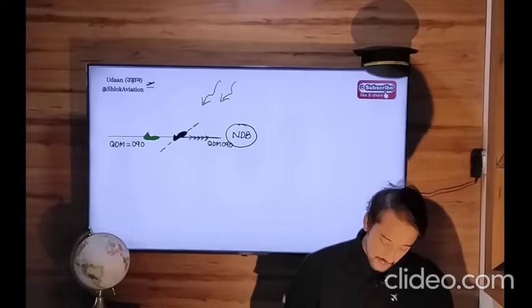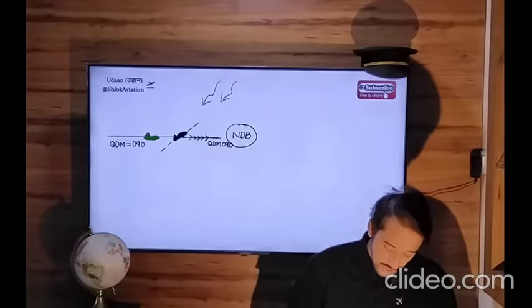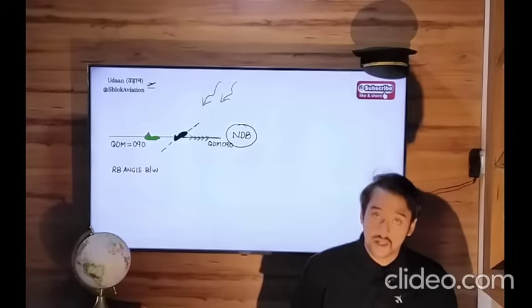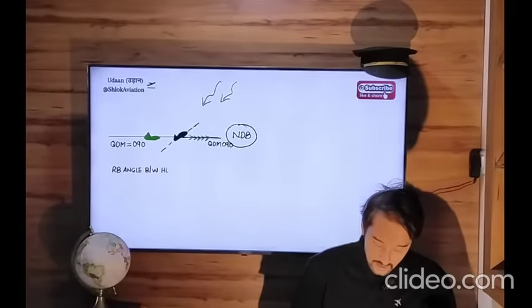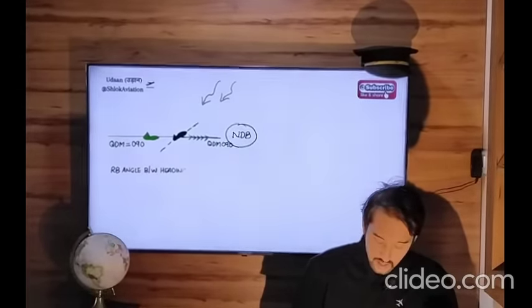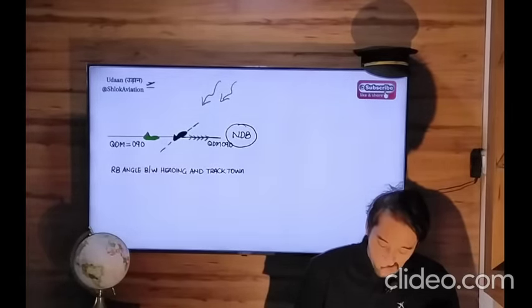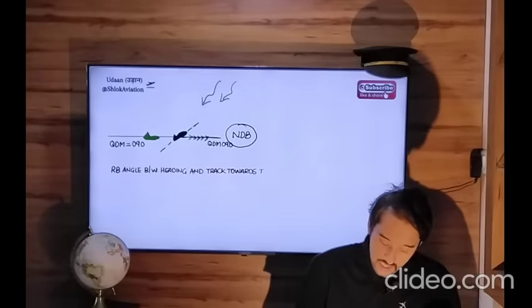Now again, coming back to our definition, that relative bearing is the angle between heading of aircraft and the track towards the station.